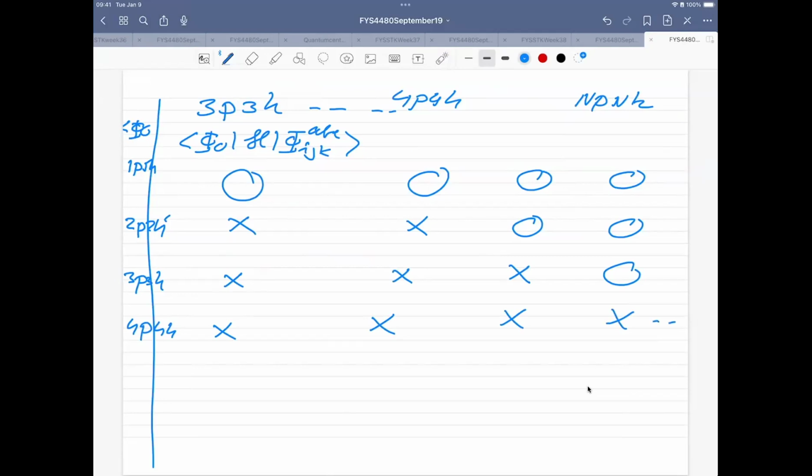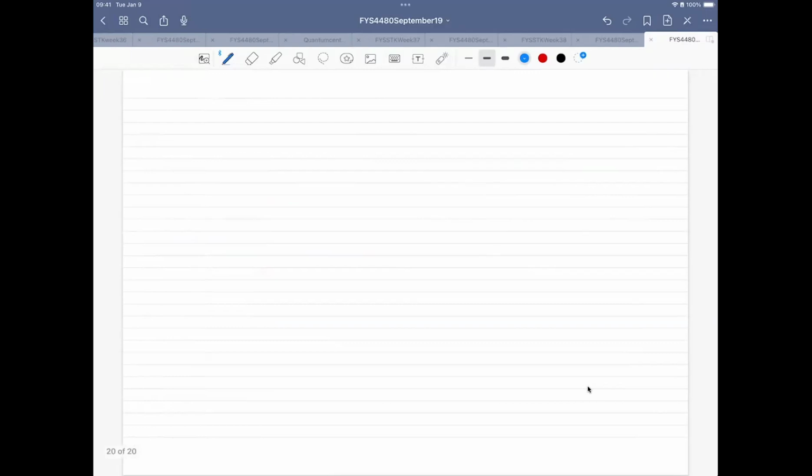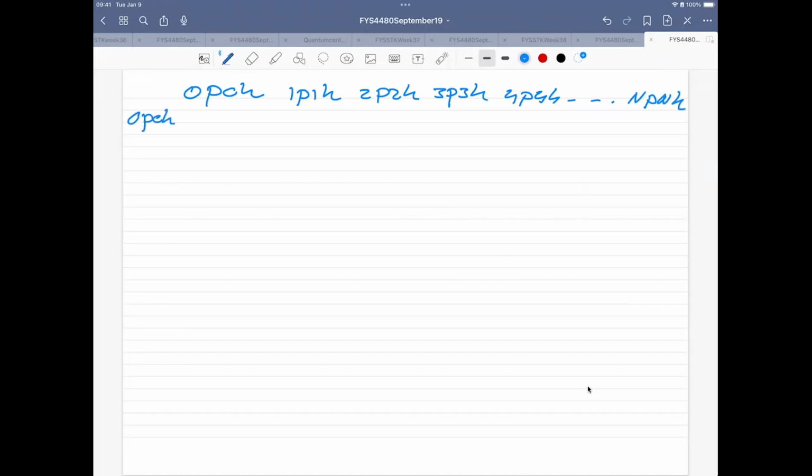Now, if I then rewrite this more like a matrix structure, let us rewrite everything here. And in this specific case, what I'm going to do now is just to write the blocks, 0 particle, 0 hole, 1 particle, 1 hole, 2 particle, 2 hole, 3 particle, 3 hole, 4 particle, 4 hole, and this goes all the way up to n particle, n hole. And then I have 0 particle, 0 hole here, 1 particle, 1 hole. So these are states which I'm calculating integrals of, and then 3 particle, 3 hole, 4 particle, 4 hole, and then all the way down to n particle, n hole.